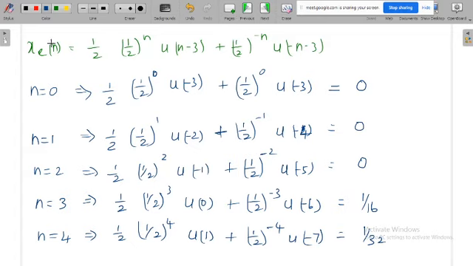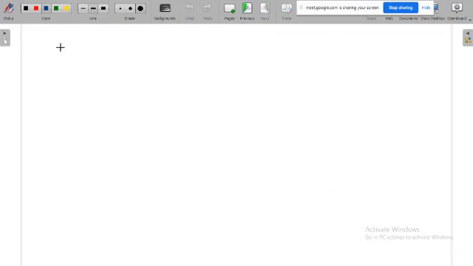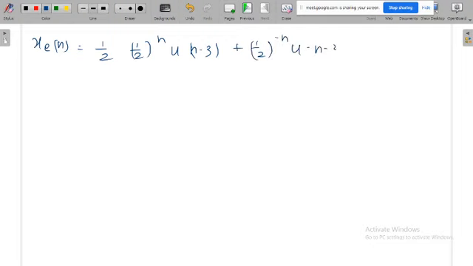So I'll take the same equation. I'll try to put n is equal to minus 1. Can you tell me directly, when you put n is equal to minus 1, what will happen? Very simply, this will become positive, this will survive, this will go away. When you put n negative, the same equation I am taking, xc of n is 1 by 2 power n u of n minus 3 plus 1 by 2 whole power minus n u of minus n minus 3.